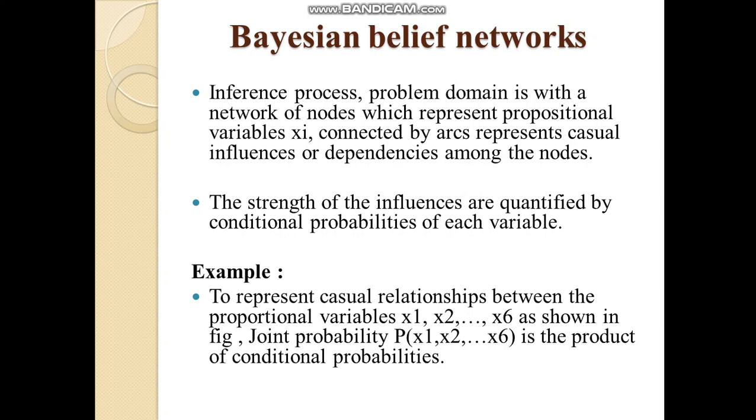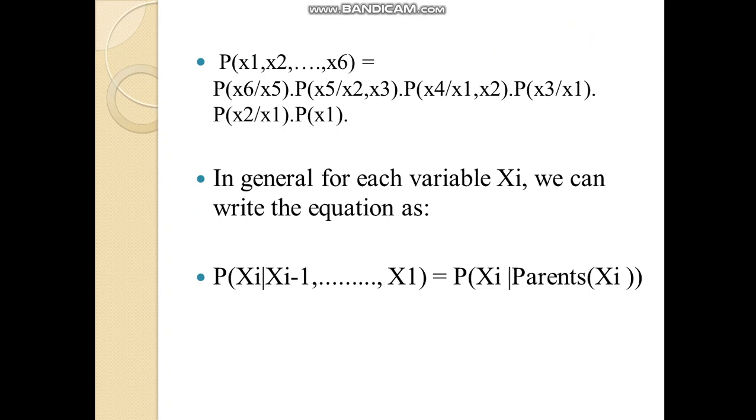Example: to represent the causal relationship between the propositional variables x1, x2 up to x6 as shown in the figure, the joint probability P of x1, x2 up to x6 is the product of conditional probabilities. P of x1, x2 up to x6 equals P of x6 given x5, into P of x5 given x2, x3, into P of x4 given x1, x2, into P of x3 given x1, into P of x2 given x1, into P of x1.